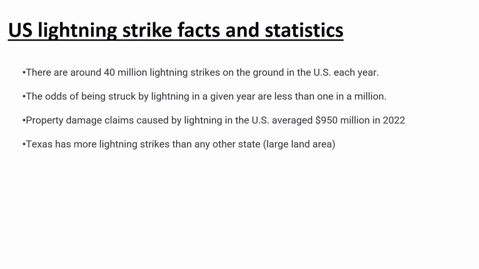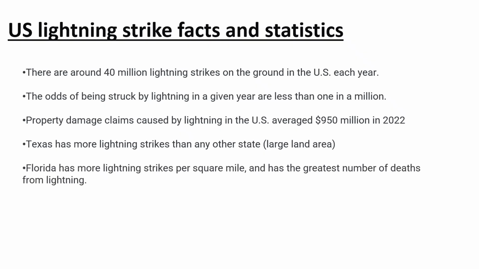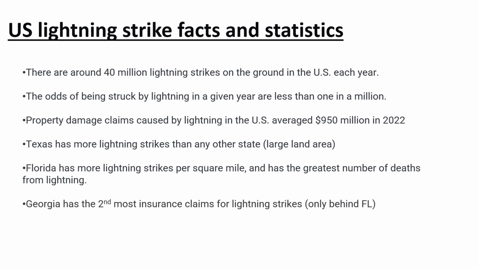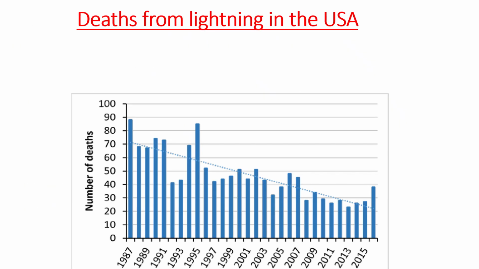Texas has more lightning strikes than any other state because Texas is a big state. If you throw a dart that represents a lightning bolt at a map of the U.S., it's more than likely going to hit Texas. More of a chance than any other state because Texas is a big state. However, Florida by far has more lightning strikes per square mile and has the greatest number of deaths from lightning. Georgia, interestingly enough, is second in terms of the amount of insurance claims that we have for lightning strikes, only behind Florida, because we get a lot of lightning here because we're very close to the Gulf Coast.